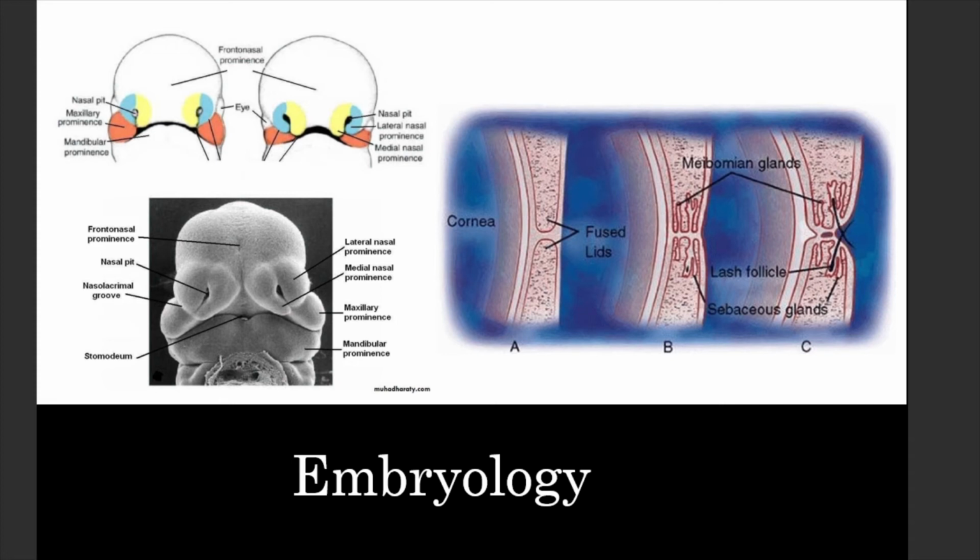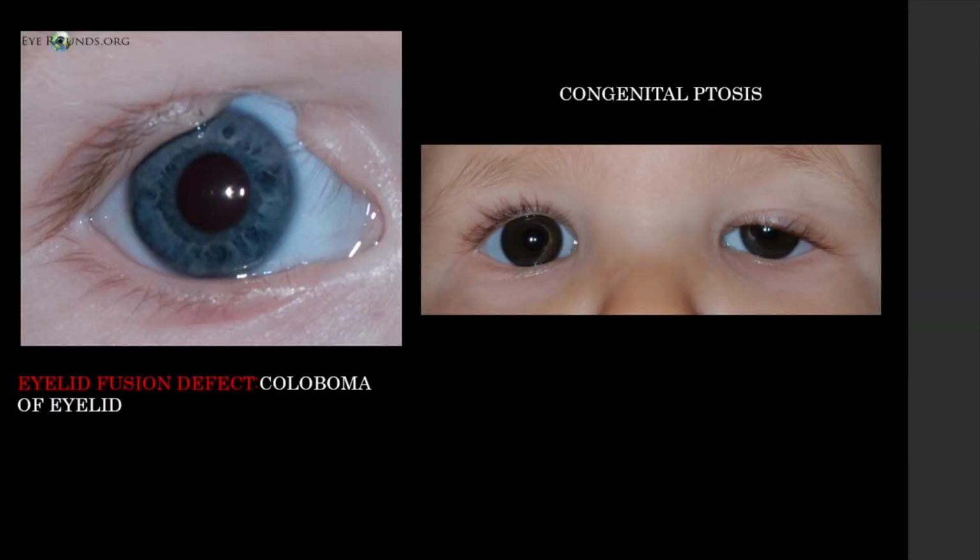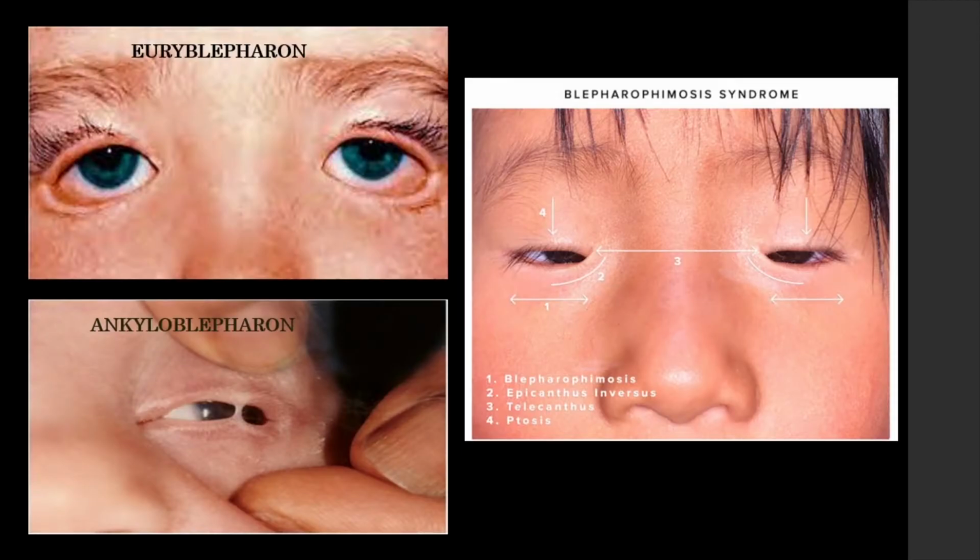There are three factors which contribute to the eyelid disjunction. That is keratinization of the lid margins occurs. Then there is contraction of the inferior lid retractors, and there is secretion of sebum. All these three factors together contribute to the eyelid disjunction. So if there is any defect with this development, it can lead on to certain congenital anomalies. Like eyelid fusion defect can lead on to coloboma of the eyelid. Defect with the LPS muscle formation leads on to congenital ptosis. And eyelid disjunction defects can lead on to euryblepharon.